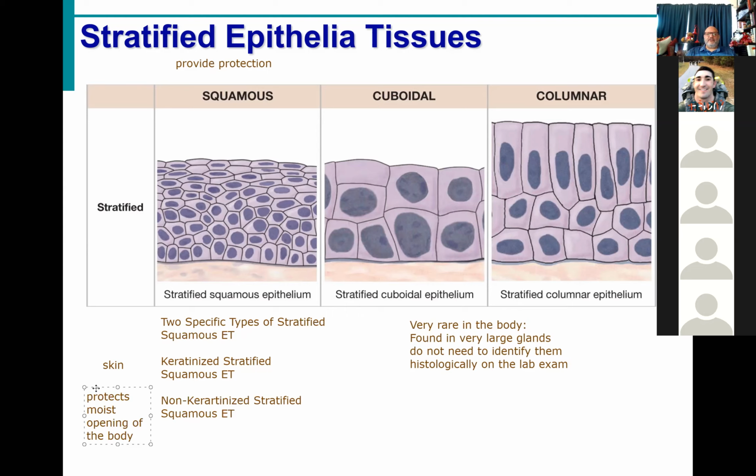What are the other openings to the body that need to be protected from use and abuse? What about like the eyeball? What does that have? Yep. Over the surface of the eyeball, absolutely. You have a non-keratinized stratified squamous epithelial tissue over the sclera, over the white part, called your conjunctiva.